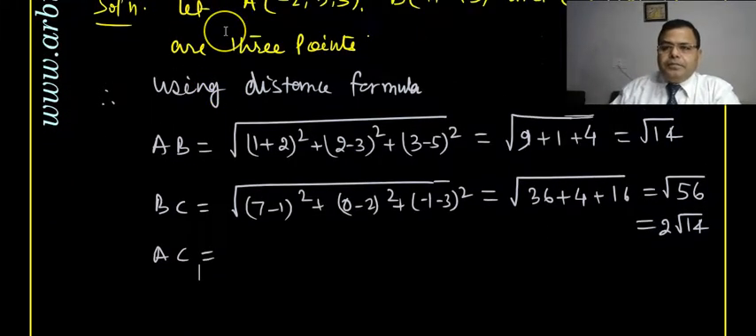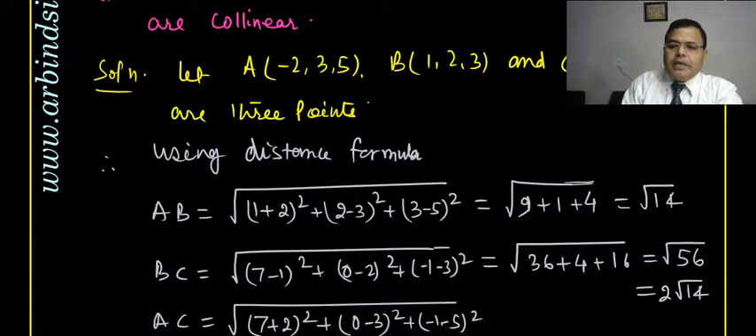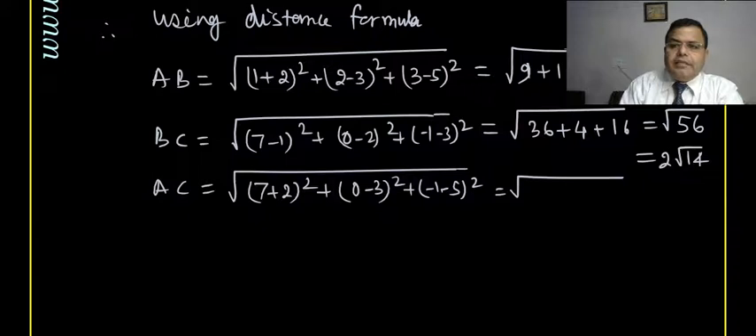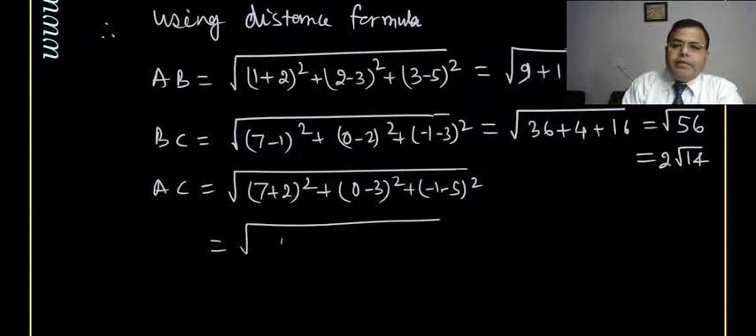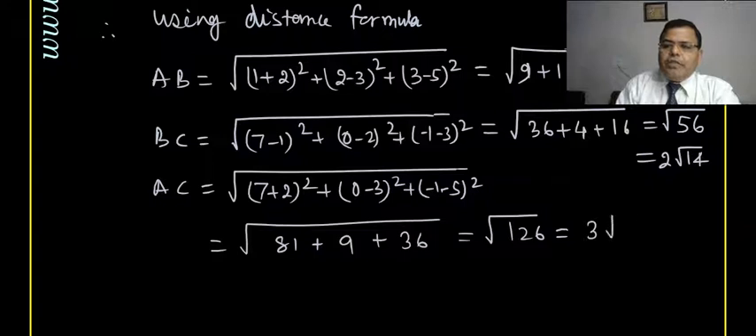AC, we can calculate by the distance formula as (7 minus minus 2, that is 7 plus 2) whole square plus (0 minus 3) whole square plus (-1 minus 5) whole square. What is that? Here I can write 7 plus 2, 9 whole square is 81, plus (-3) whole square is 9, plus (-1 minus 5), minus 6 whole square is 36. So 81 plus 9 is 90, plus 36 is root 126. That is 3 root 14.